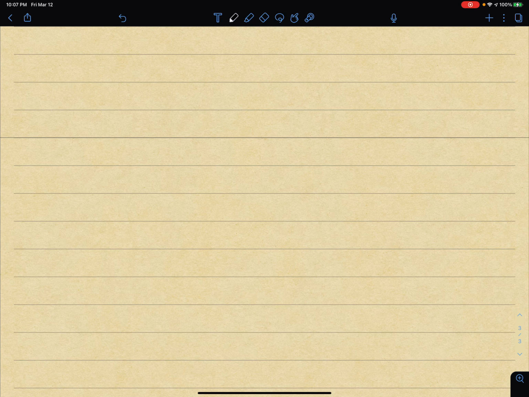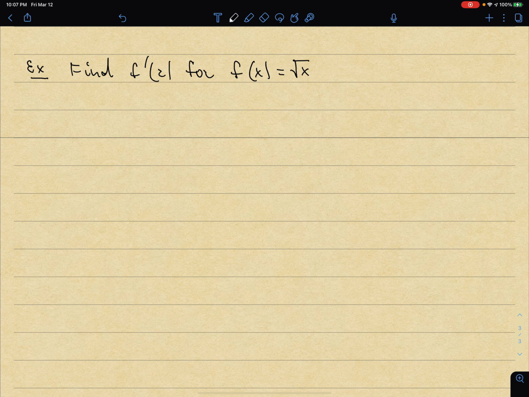Let's continue with another example. Let's suppose we want to find the derivative of the square root of x at x equal to 2. For f of x equal to the radical of x.